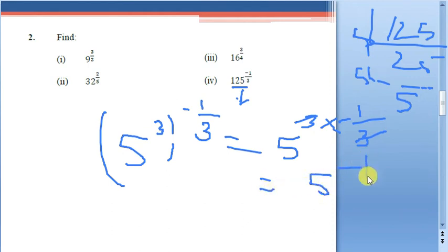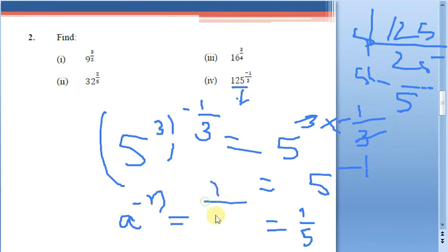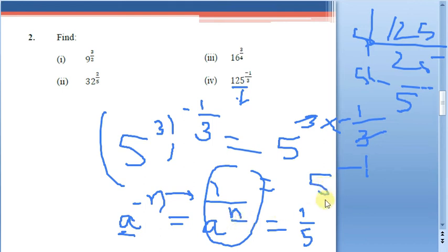What is 5 power minus 1? It is the same as 1 by 5. Why? We know that a power minus n is equal to 1 by a power n. So an important result: whenever you have a negative exponent, the rule is very simple. Take the reciprocal of the base, and keep the exponent as the positive one. So the reciprocal followed by the positive exponent. That is why here it is 1 by 5. What is the positive for minus 1? Just take plus 1. So that is going to be our answer for the fourth one.